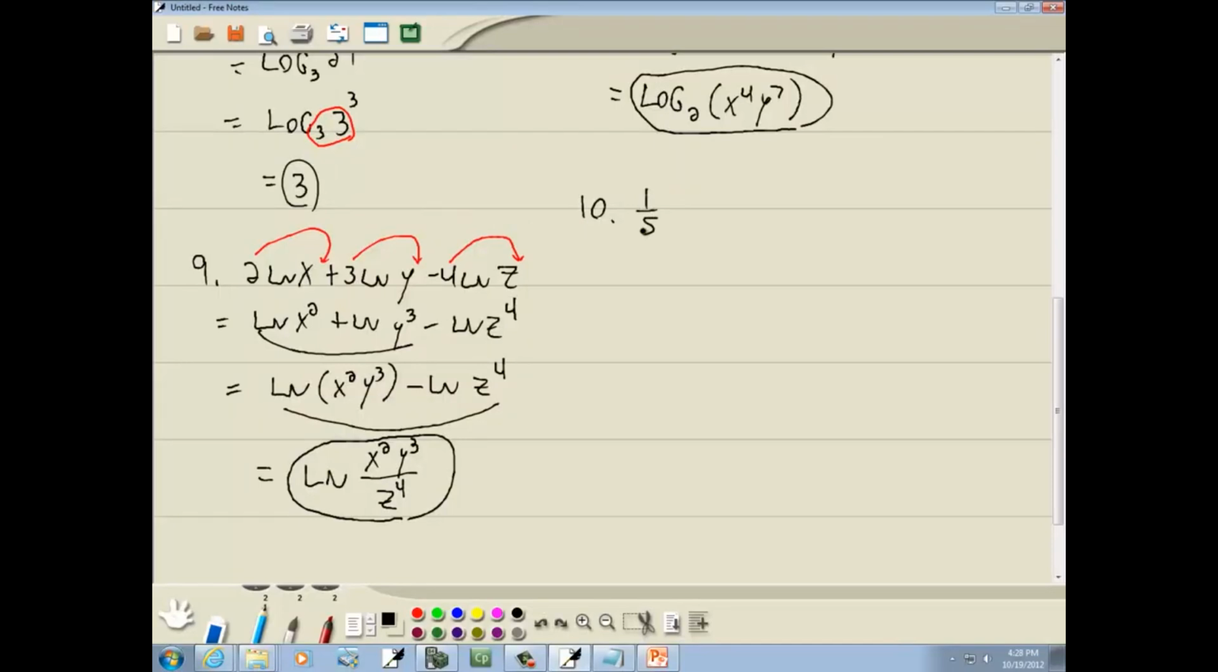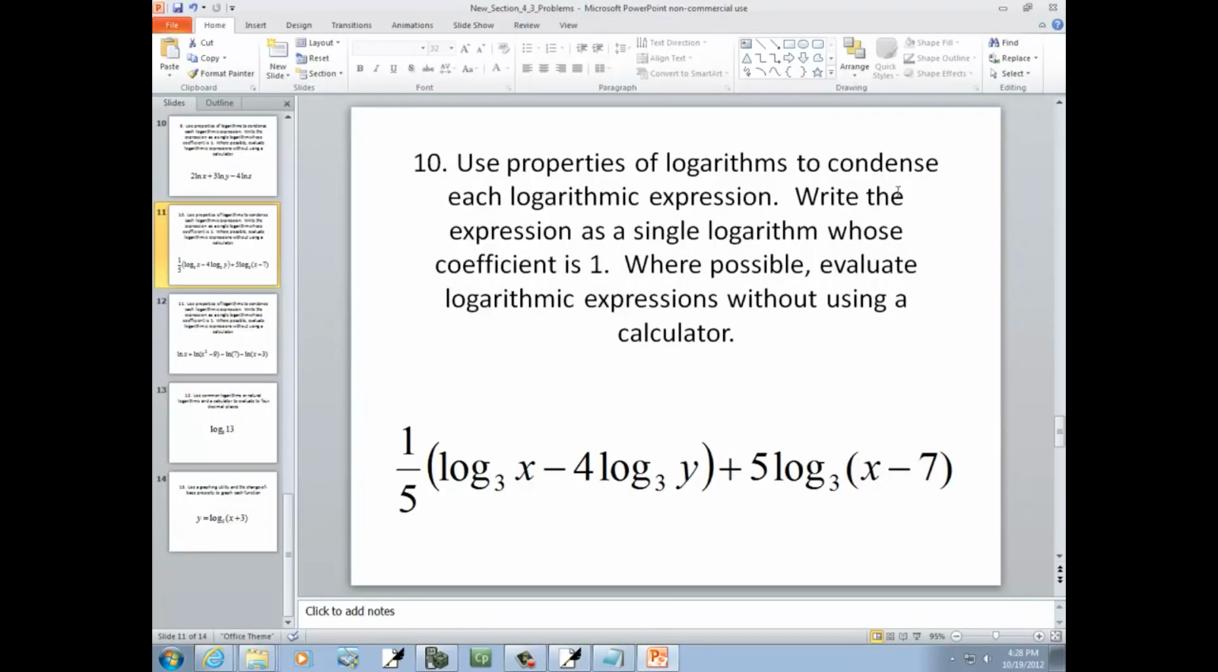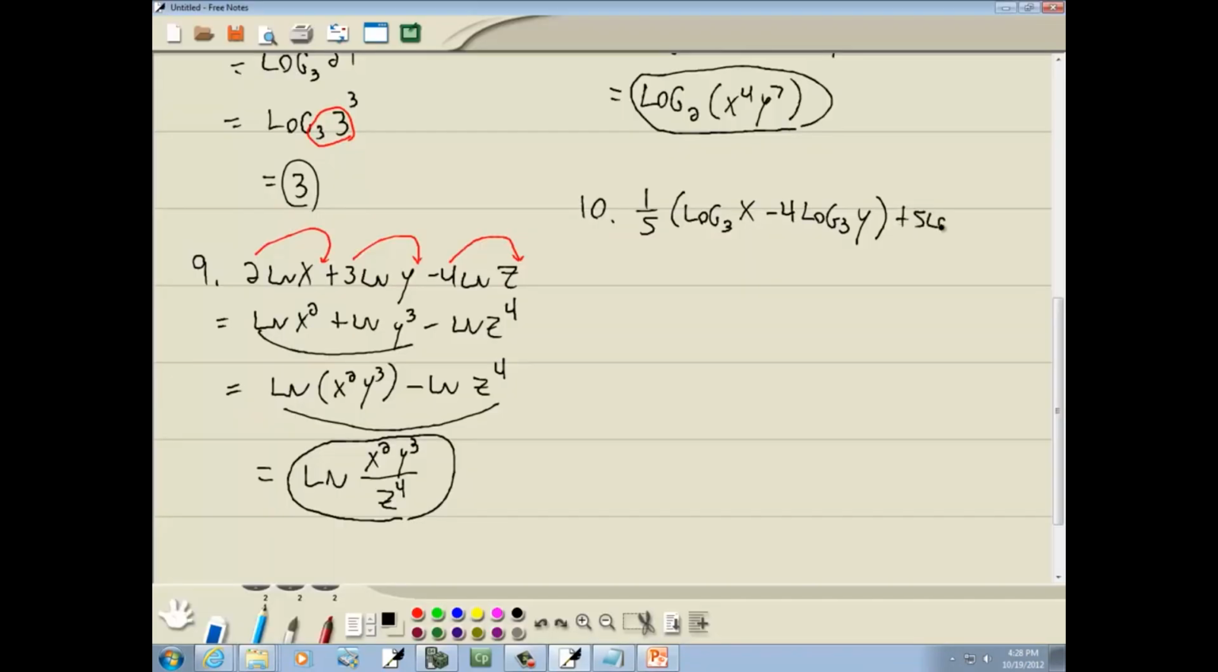Okay, so we got 1/5 (log base 3 of x minus 4 log base 3 of y) plus 5 log base 3 of x minus 7. Well, think back to your order of operations. Your order of operations tells you to do what's inside the parentheses first. So we look at inside the parentheses here.